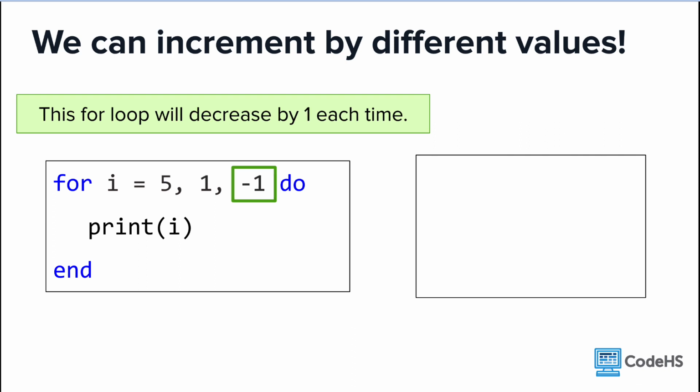This for loop will decrease by 1 each time. Notice that we start the initial value of I at 5 and we stop at 1, as opposed to starting at 1 and ending at 5. When we run this loop, we see that we start at 5 and then decrease by 1 until we get down to 1.